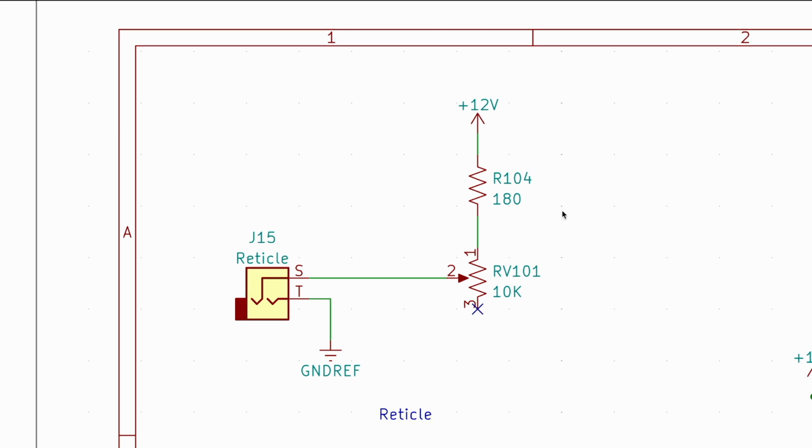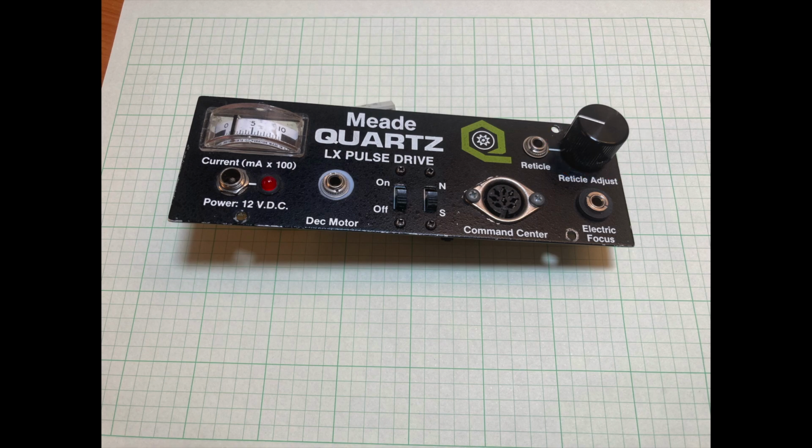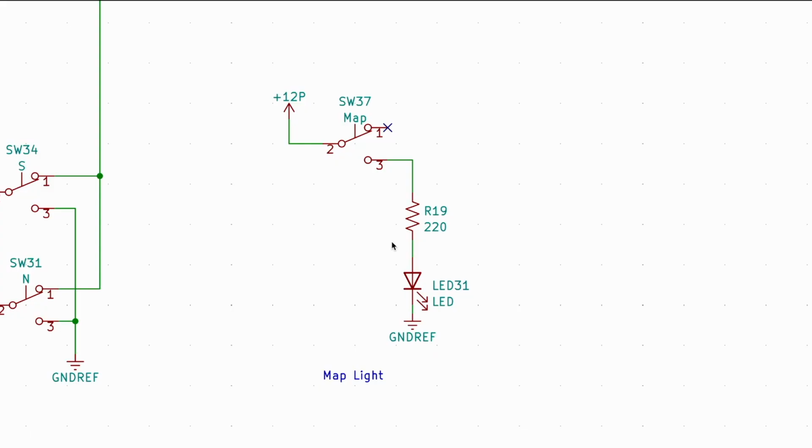The reticle circuit sends current in only one direction, but you have control over the amount of current and thus the brightness of the reticle. That's through this variable resistor, which is controlled by the reticle adjustment knob on the front panel. Finally, the map light is a very simple on-off switch sending fixed current through an LED.